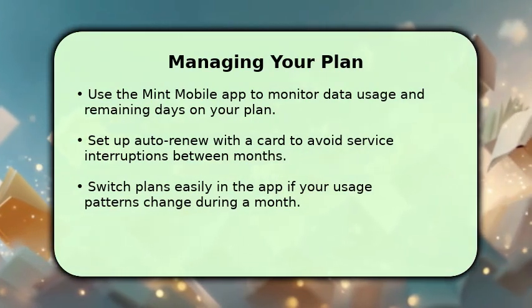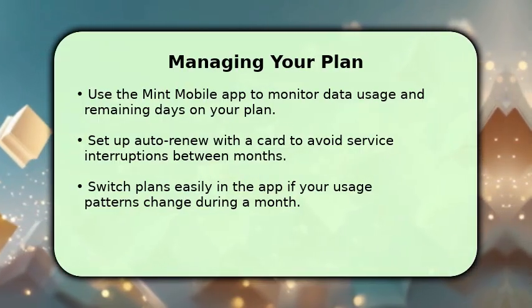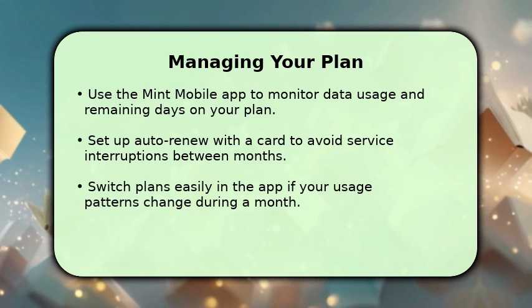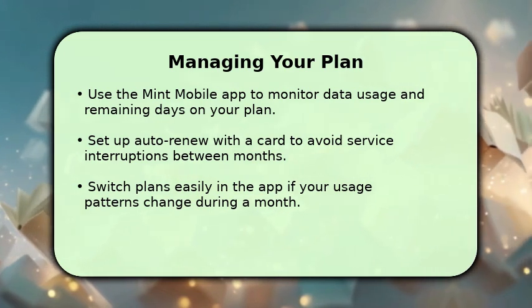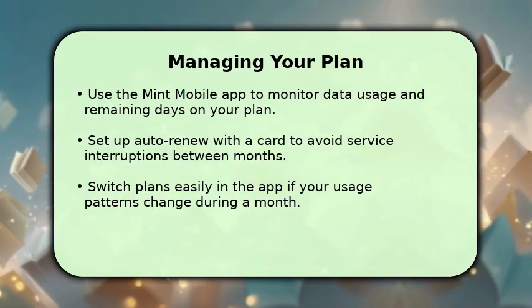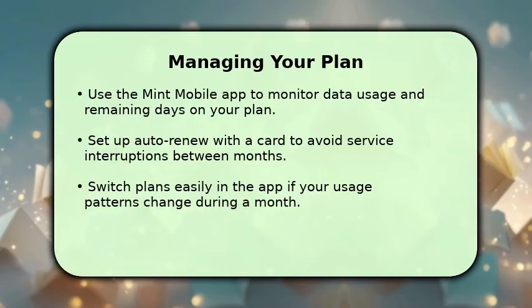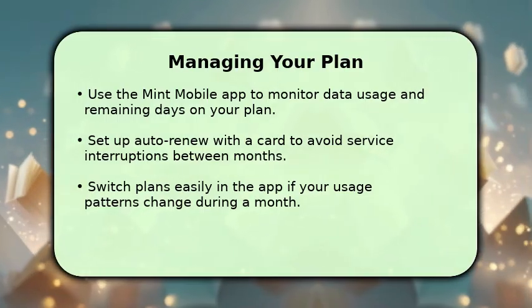Open the Mint app to view your plan balance, remaining data, and renewal date, and enable auto-renew if you want uninterrupted service. You can upgrade or downgrade your plan through the app and purchase data add-ons when you need extra gigabytes. Keep your payment details current and check for promotional deals before renewing to save on your next term.